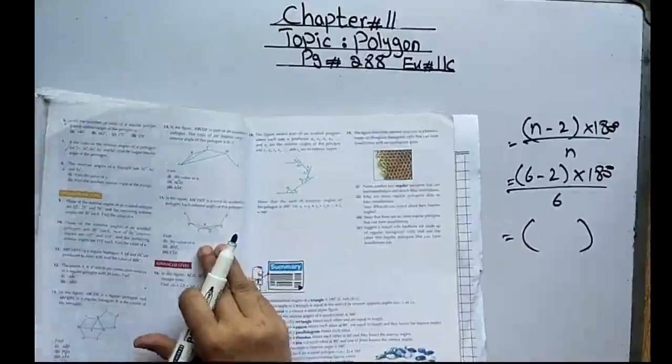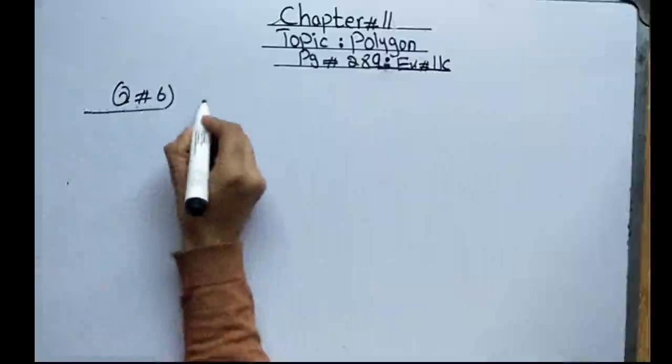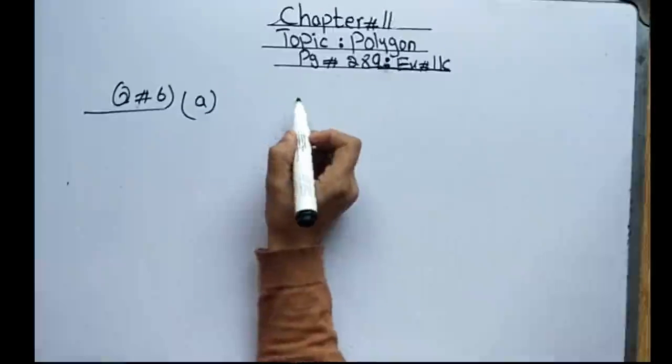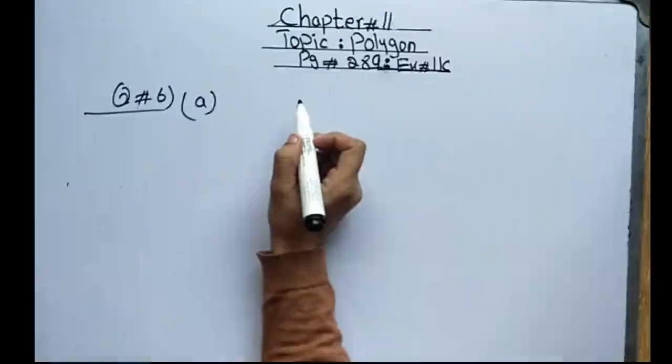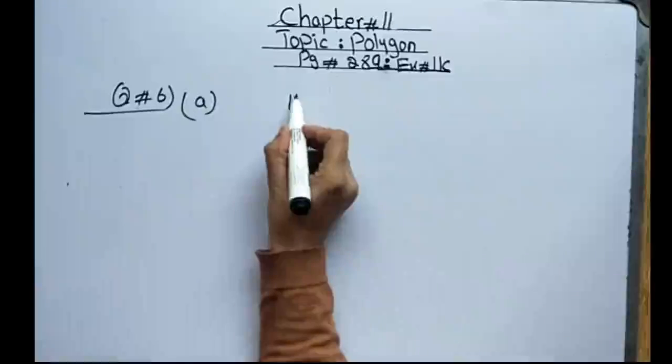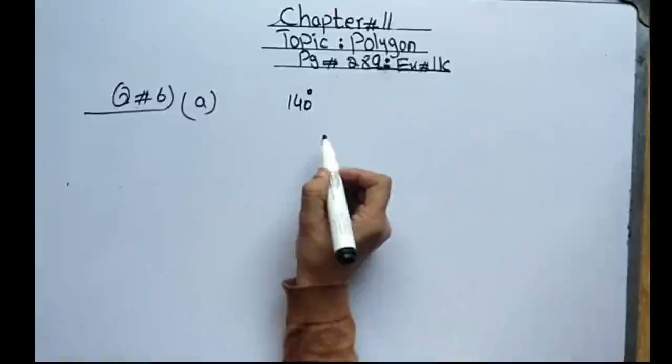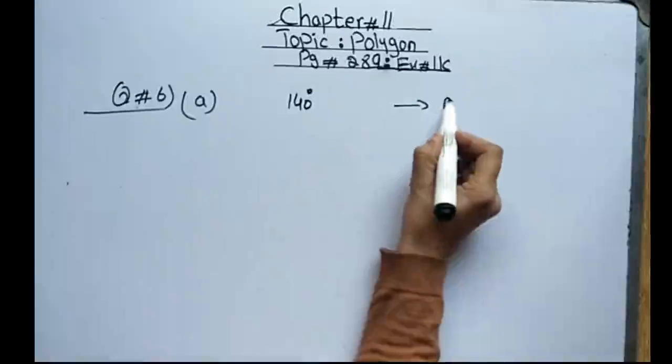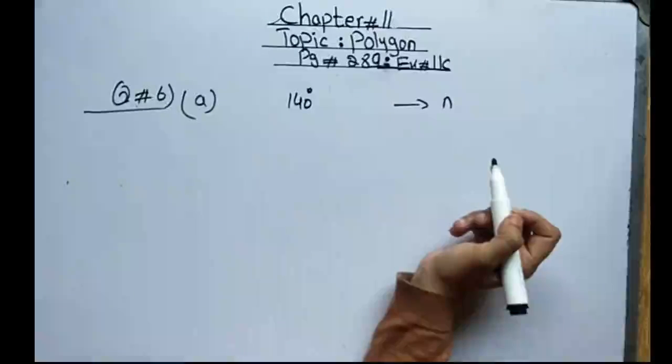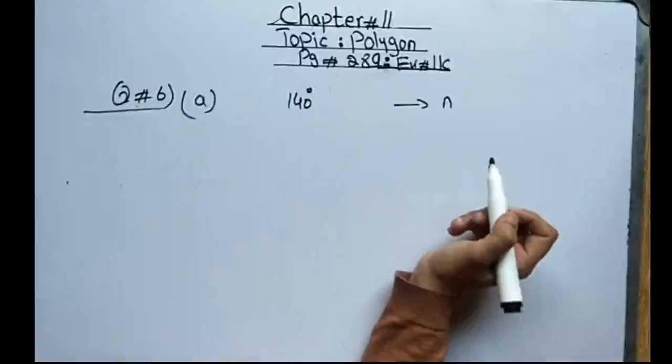Fine. Okay, question 6, first part. One angle is given, and one angle is equal to 140 degrees. Then they are saying to find out the number of sides. It means they are asking about n. The number of sides means they are asking about n. So how can we find n?